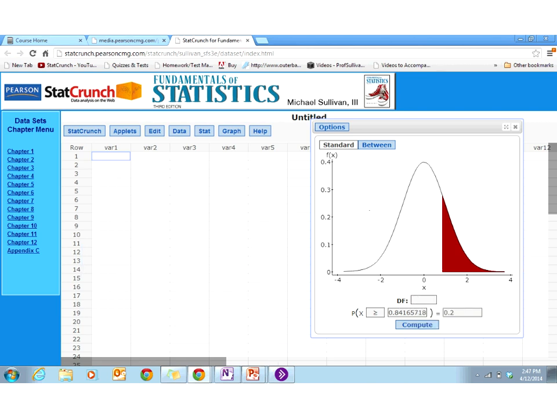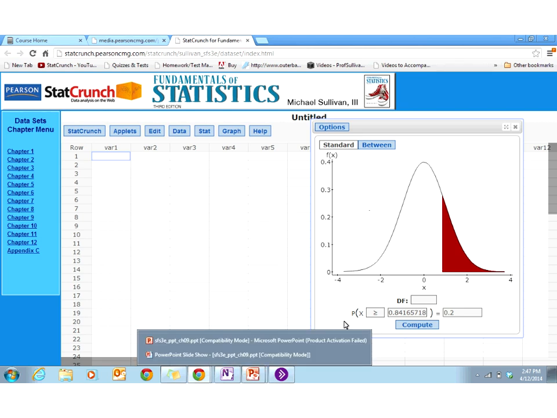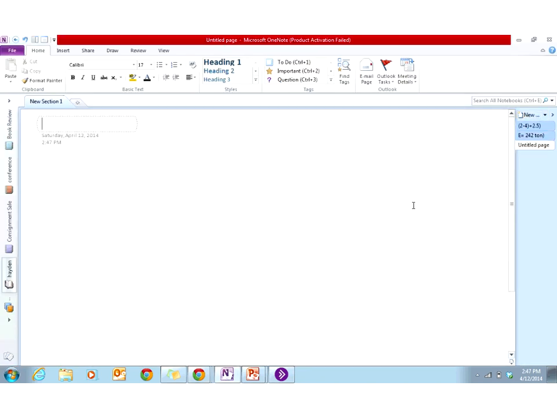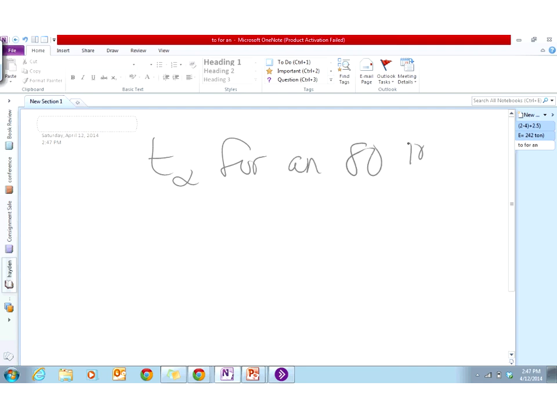Let's say you needed to find the t value for an 80% confidence interval. So let me just go to a new page. Let's find the t of alpha value for an 80% confidence interval. Let's say our n, I'm going to switch it up a little bit, is 31, which means our degrees of freedom equals 30.